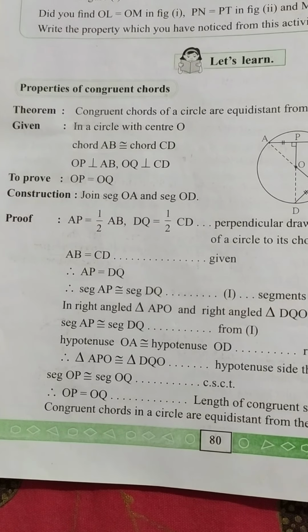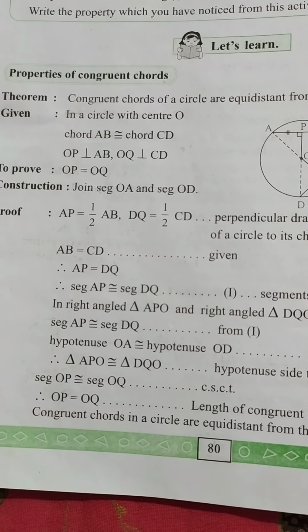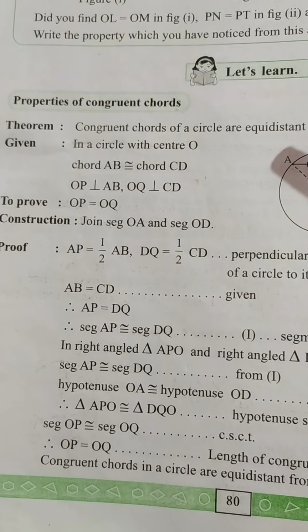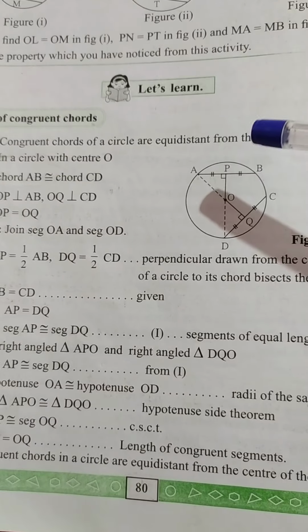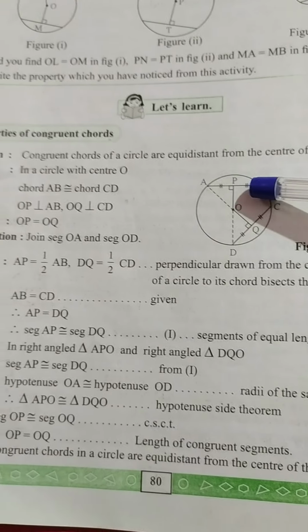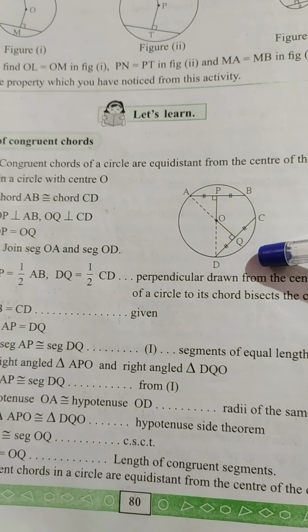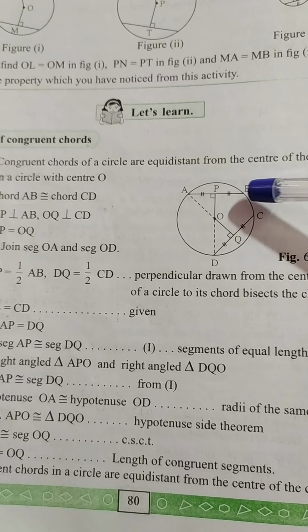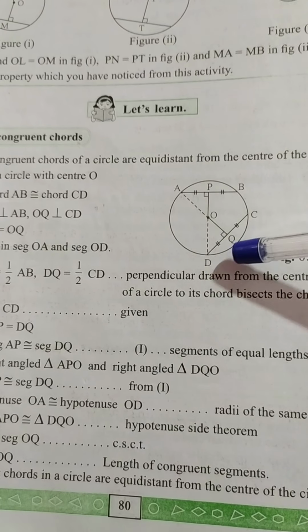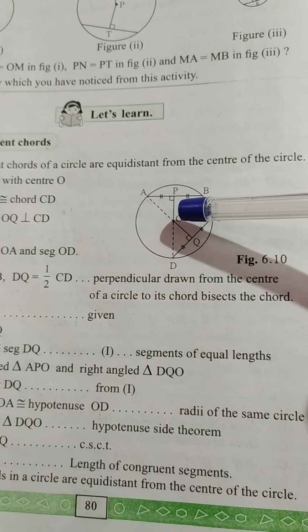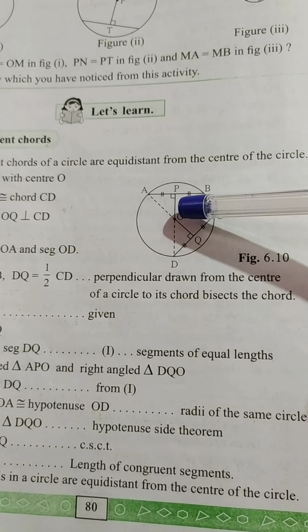Hello children, we begin with the next topic on page number 80, properties of congruent chords. Now this theorem states congruent chords of a circle are equidistant from the center of the circle. What it means is if you have two chords AB and CD which are congruent to each other, so you're given AB is congruent to CD, what we have to prove is they are equidistant from the center of the circle. That means OP is equal to OQ.